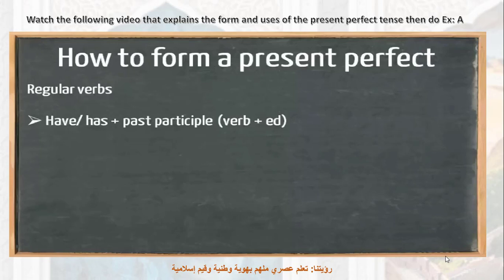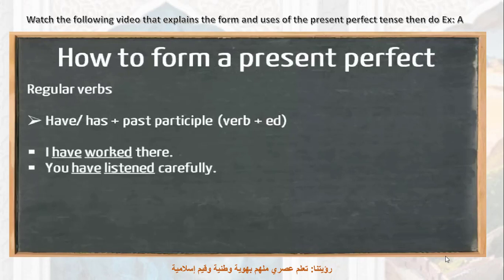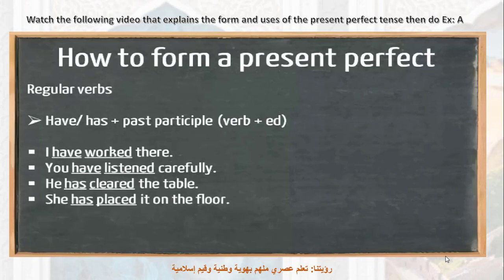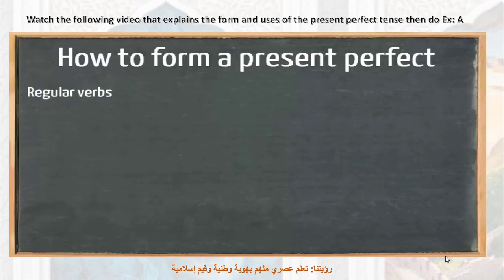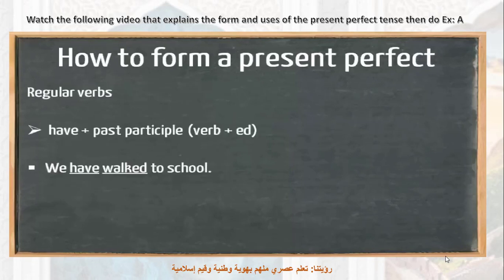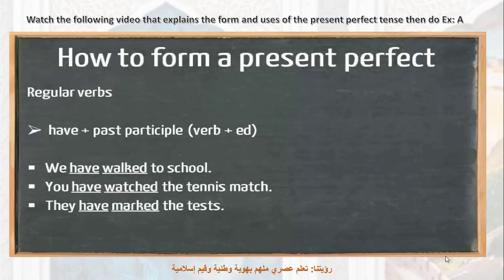Now let's have a look at these singular forms. I have worked there. You've listened carefully. He has cleared the table. She has placed it on the floor. It has snowed. For the plural forms, we have walked to school. You have watched the tennis match. They have marked the tests.